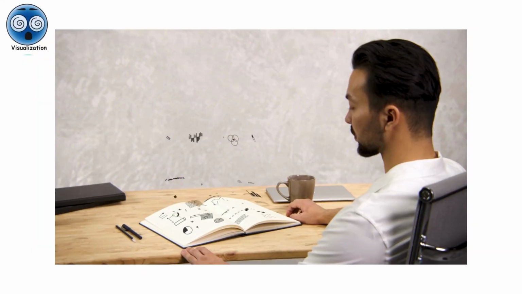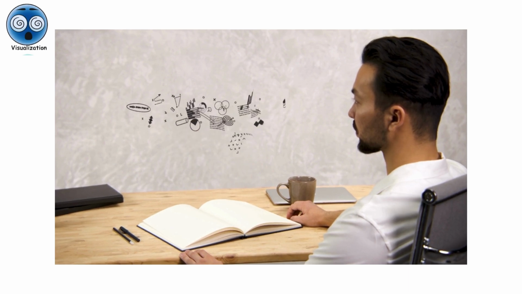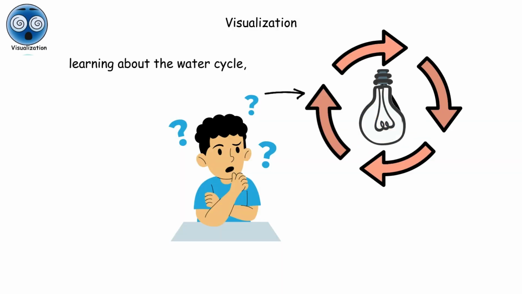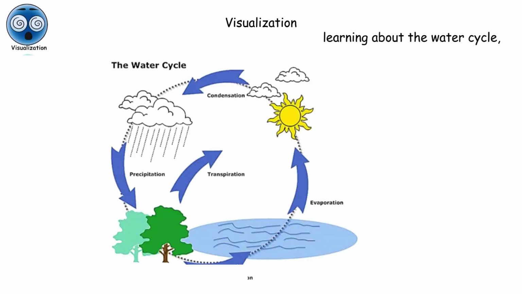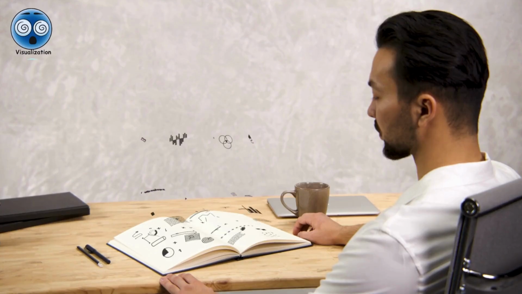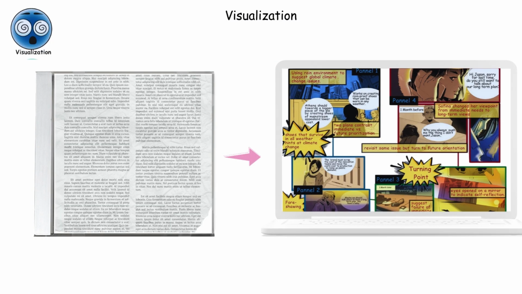Visualization. Visualization involves creating mental images of the information you're studying. For example, if you're learning about the water cycle, imagine the process in your mind. The sun heats up water, it evaporates, forms clouds, and then rains down. Drawing diagrams or pictures can also help. Visualization makes abstract concepts more concrete and easier to remember. It's like turning your notes into a comic strip.